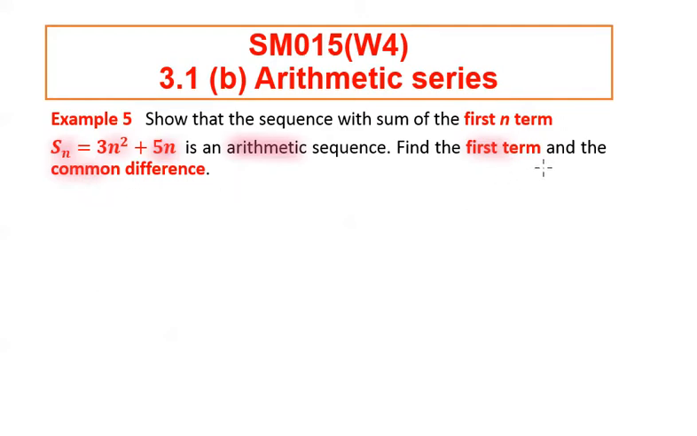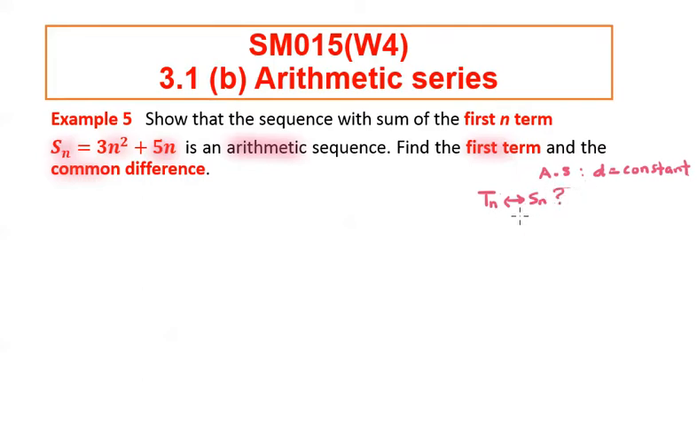To show an arithmetic sequence, what we need to show is that d is a constant. So before we get d, we have to find the relationship between Tn and Sn. What is the relationship?